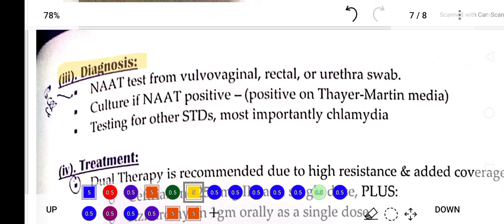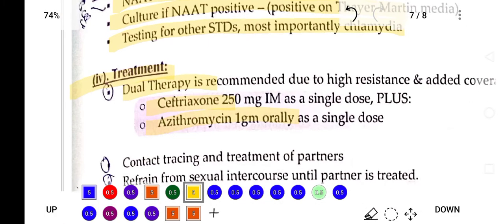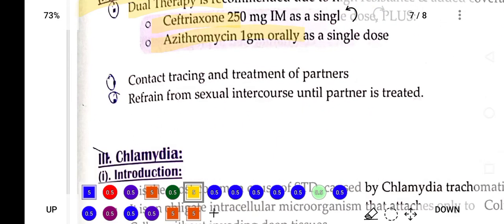Now the diagnosis is on the basis of NAT test and culture. Positive testing for the STD is important for chlamydia. Treatment is dual therapy with ceftriaxone and azithromycin. So both these drugs should be given, and contact tracing should be done with refraining from sexual intercourse. So these were the infectious diseases which should be treated immediately in order to save the life of the patient.